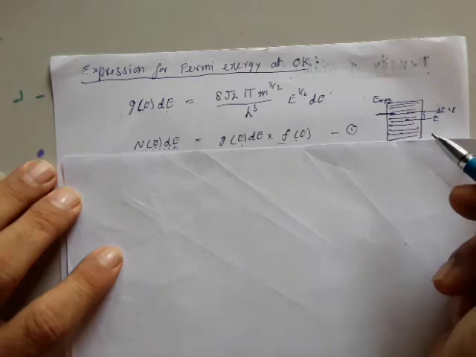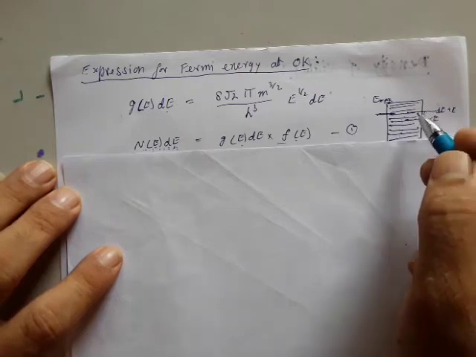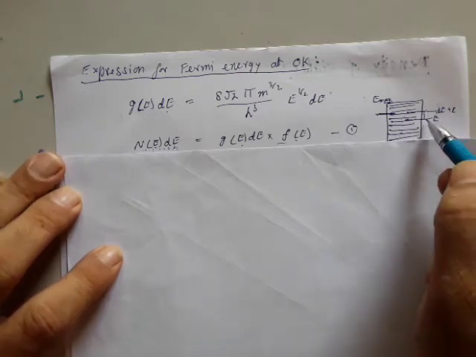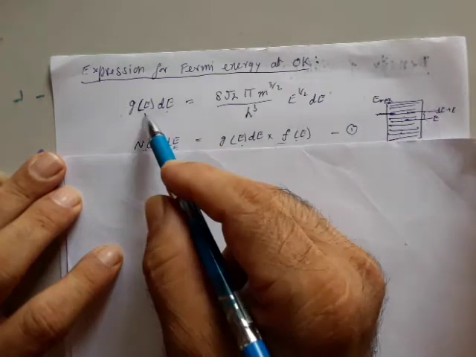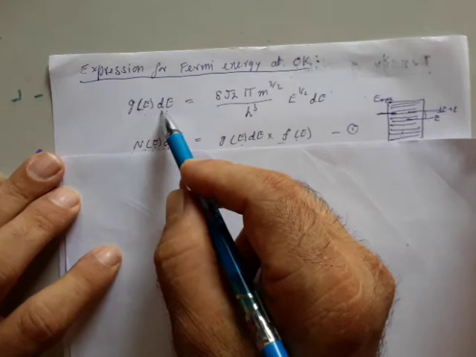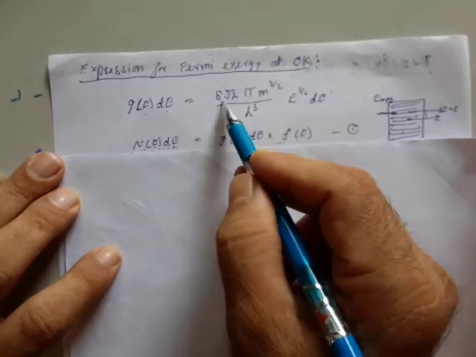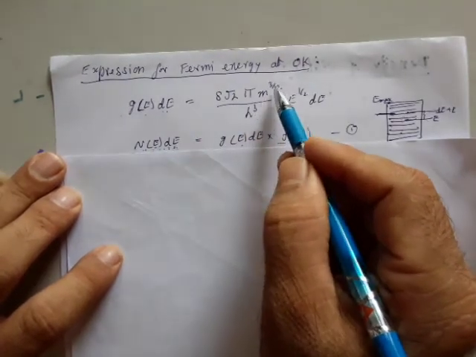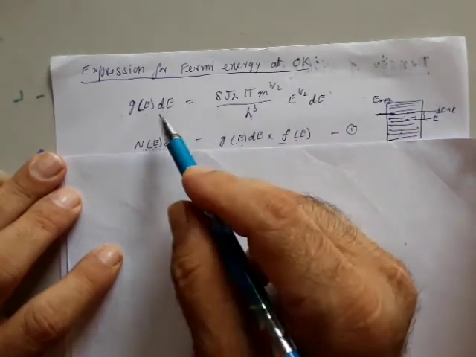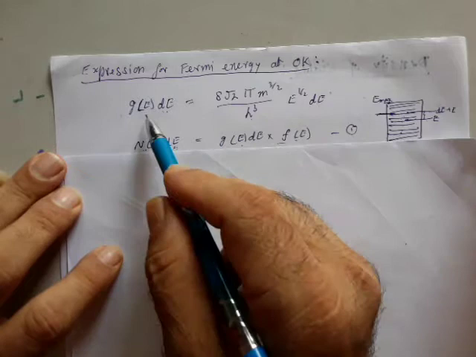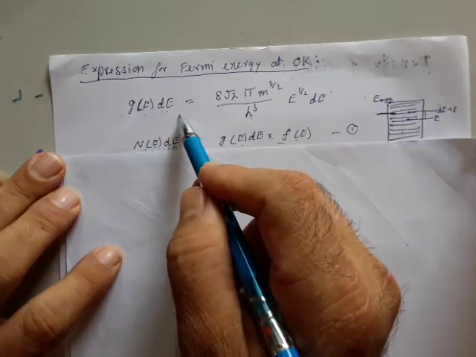material. And to find out, if you take an arbitrary energy E and E plus dE, the total number of energy states, called the density of states, is given by 8 root 2 into pi into m to the power 3 by 2 divided by h cube into E to the power half into dE. That is an expression which you already derived. This will give you the total number of energy levels per unit energy.